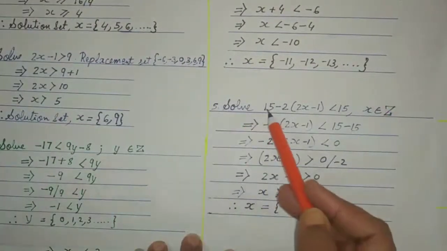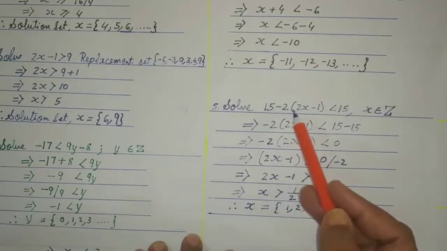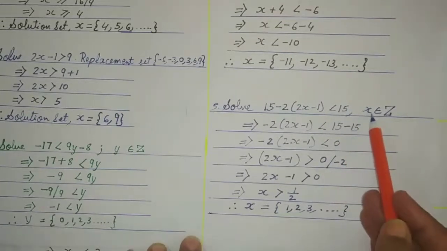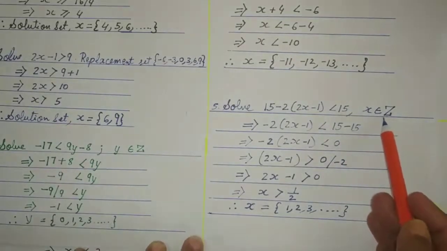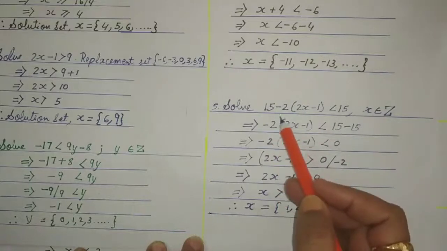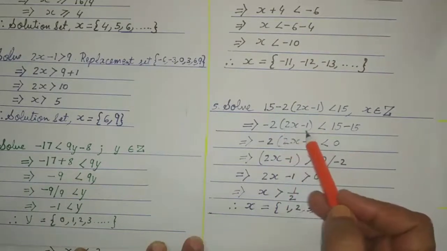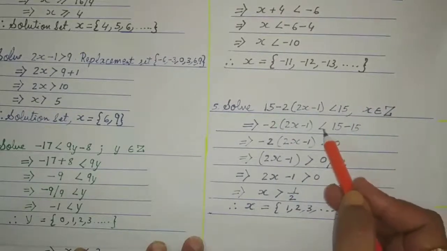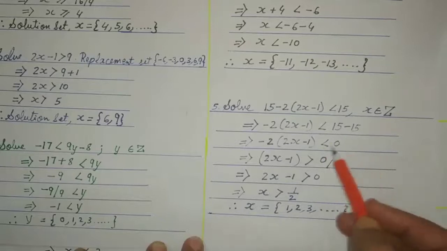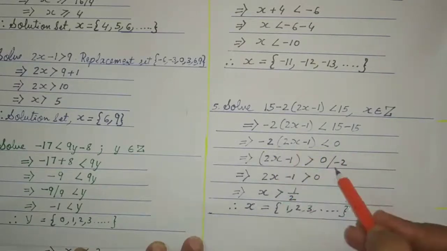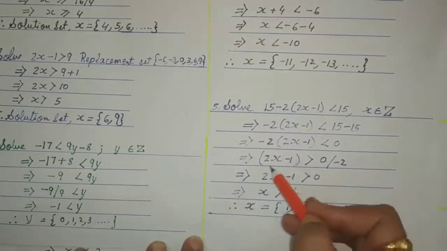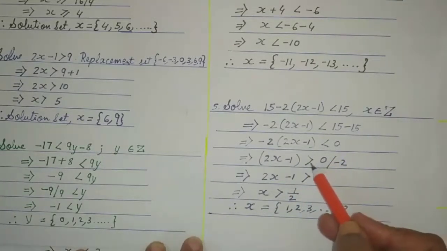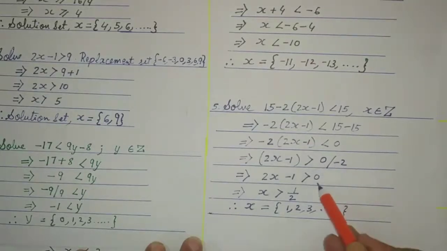Solve 15 minus 2 bracket 2x minus 1 less than 15, and the replacement set x belongs to Z, integers. So minus 2 bracket 2x minus 1, 15 comes here, 15 minus 15 is 0, the sign does not change. On dividing both sides by minus 2, the sign changes. So 2x minus 1 is greater than, it was less than, it changes to greater than. 0 by minus 2 is 0.